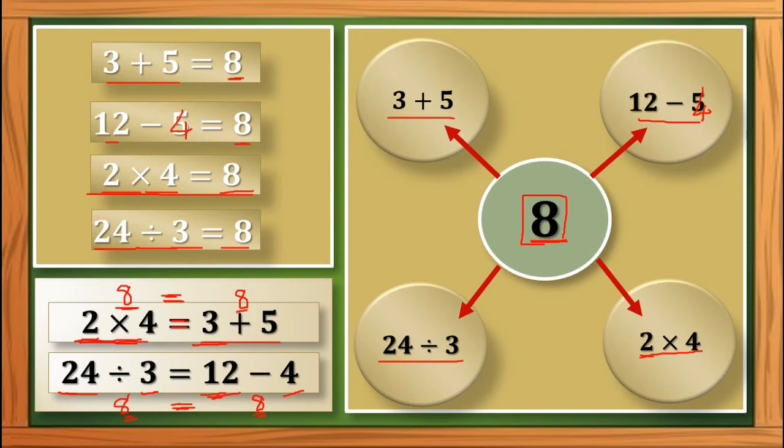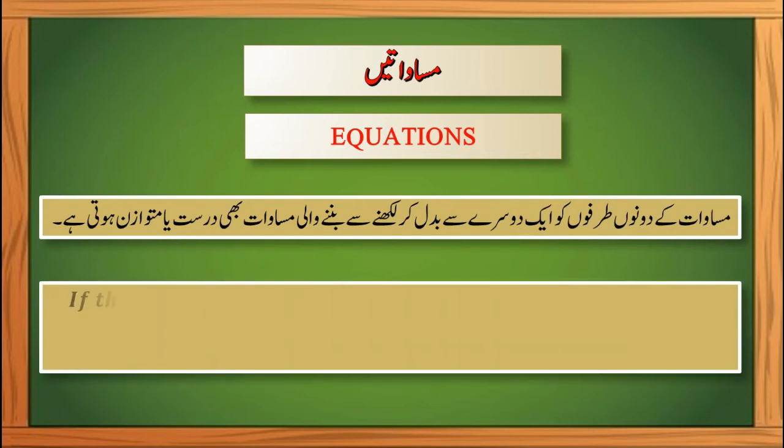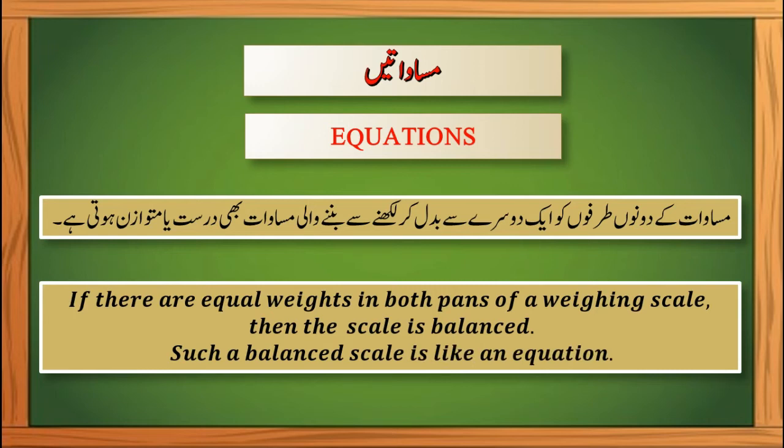Okay, these equations can be written like this: 2 into 4 is equal to 3 plus 5, or 24 divided by 3 is equal to 12 minus 4. So here we can understand that the new equation written by interchanging two sides of the equation is also correct, that is, balanced. Okay, if there are equal weights in both pans of a weighing scale, then the scale is balanced. Okay, such a balanced scale is like an equation.